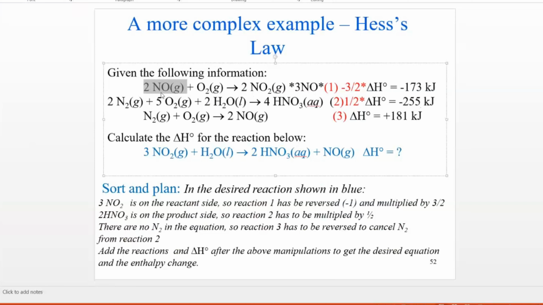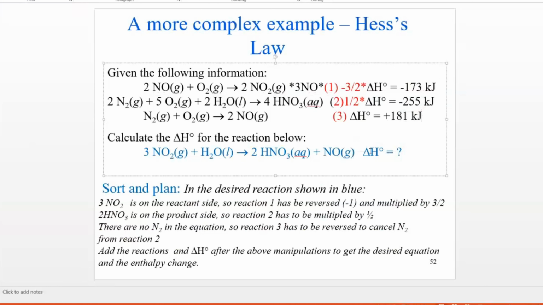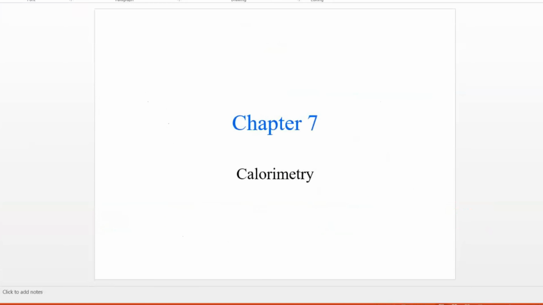And just like algebra, to have 3 NOs on the right, and then if we flip the bottom reaction, this third one, we will have 2 NOs on the left. So 2 NOs on the left, 3 NOs on the right. That cancels out, so no NOs on the left and 1 NO on the right. This is why we have our 1 NO. Then, after we make those modifications to our delta H's, we simply add them up, and we come up with our total delta H. So that's how you do Hess's law. We're going to do a lot of examples with that in class.